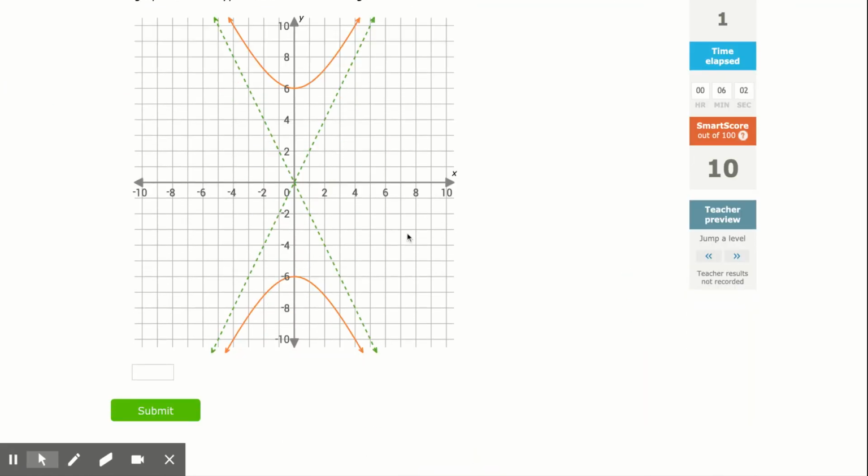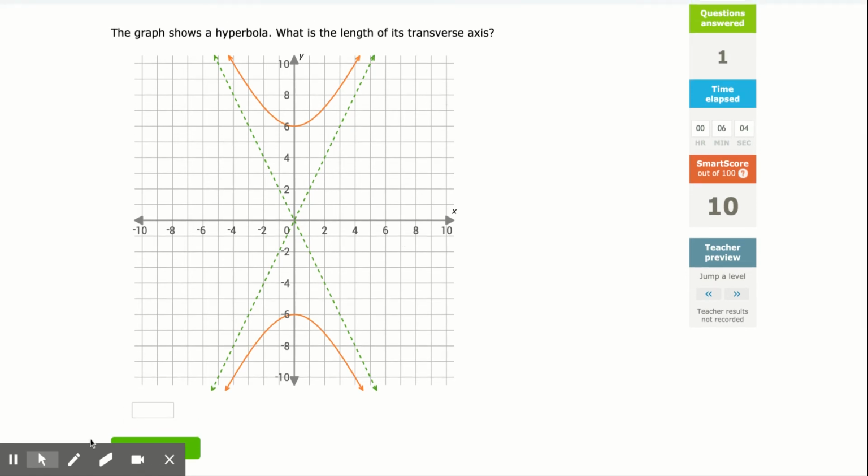Again, this one will be very simple. If it's asking for the transverse axis, you don't necessarily need to draw all that stuff. But again, I just want to emphasize that the transverse axis is from vertex to vertex. So it went from 6 to -6. So the length of the transverse axis is 12, which means our A value is going to be 6.